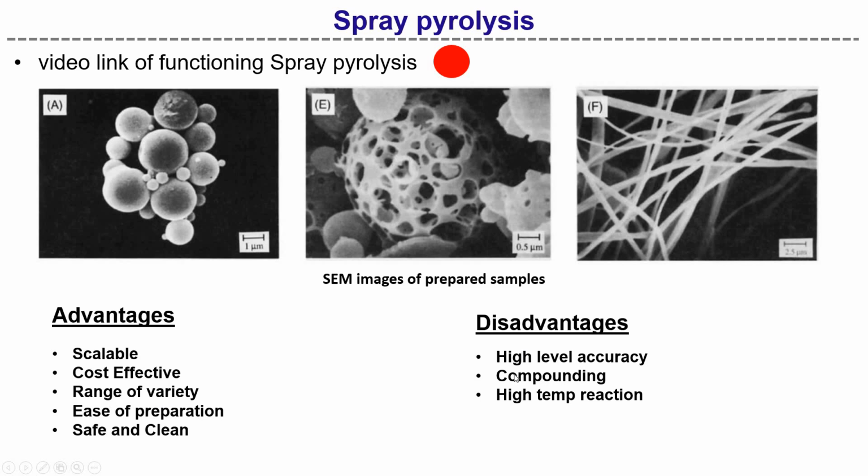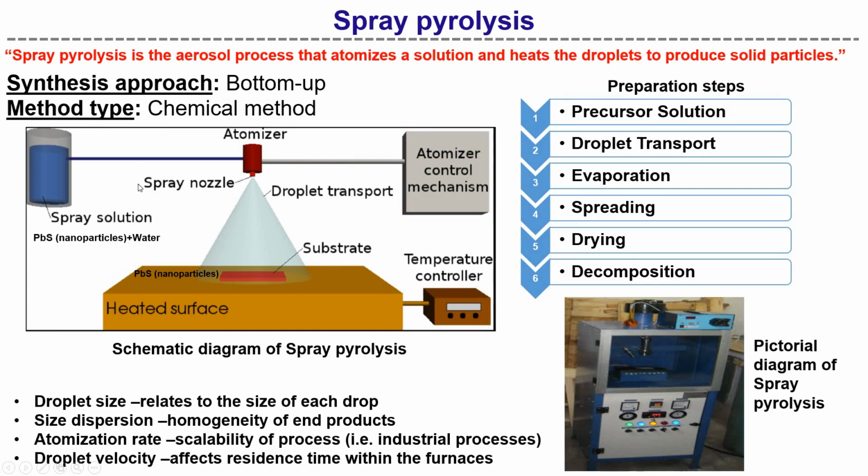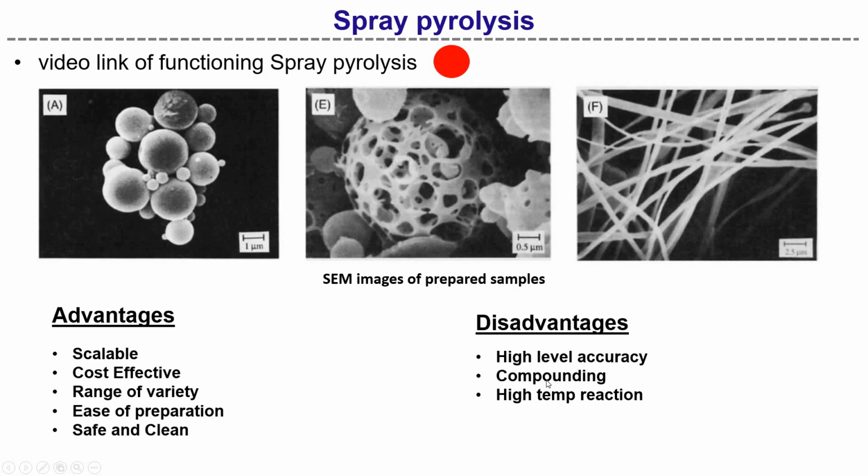Disadvantages are there. High level accuracy, compounding won't be possible. During the process, compounding is not possible, because from the very beginning we are making a solution. So after making a solution we cannot do anything at this stage where we are spraying the solution onto a substrate. So during the process compounding is not possible. High temperature reaction is also a disadvantage, where we can reach up to 700 degrees or 800 degrees. There are some elements which activate at 1500 degrees C.